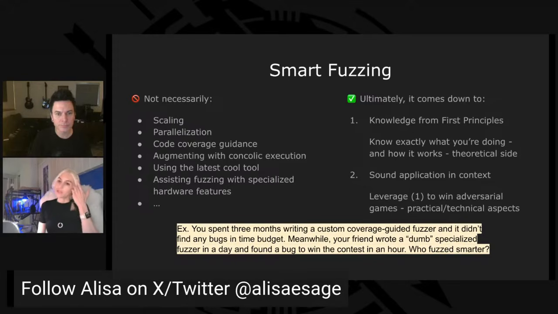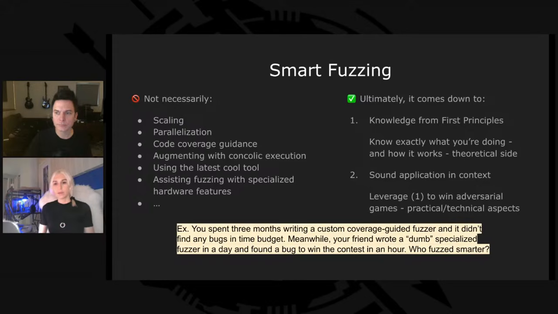Next thing is I want to challenge the concept of smart fuzzing. Normally, when people talk about smart fuzzing, the meaning is coverage-guided fuzzing, modern tools, scaling, parallelization, various cool approaches like augmented with concurrent execution. But this is not necessarily smart in practice. And ultimately, smart fuzzing comes down to understanding what is going on from first principles, understanding what you're doing, what your fuzzer is doing. And once you're able to understand it, you can easily shift away from this little box of current fashion.